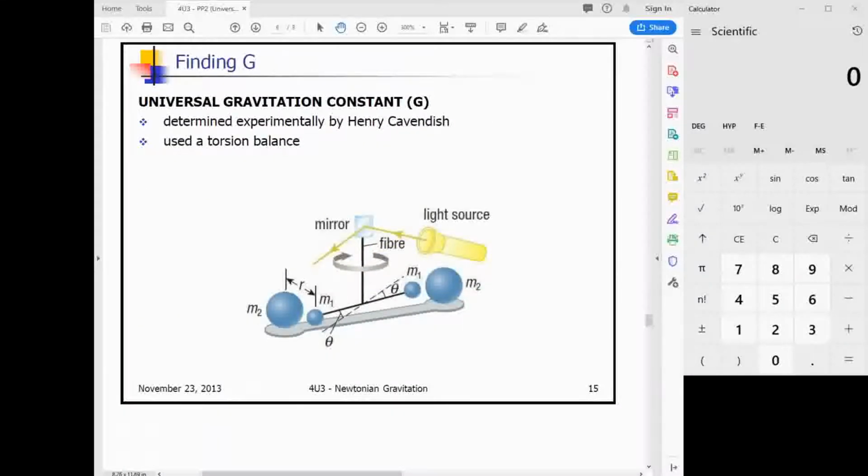The universal gravitational constant, G, was determined experimentally by Cavendish. He used a torsion balance to measure it. You should also say that it was first theorized by Isaac Newton. There were a few others as well, but Newton would be one of the most famous ones.